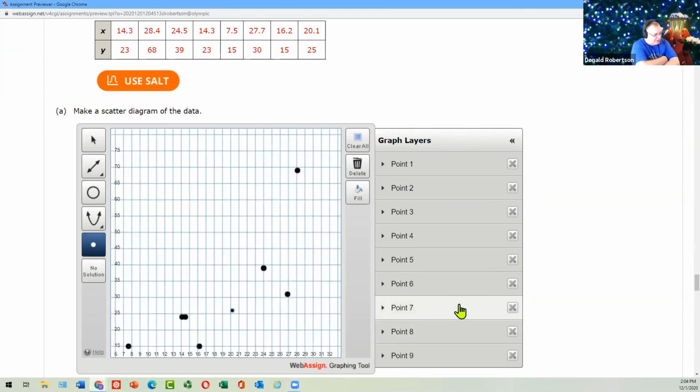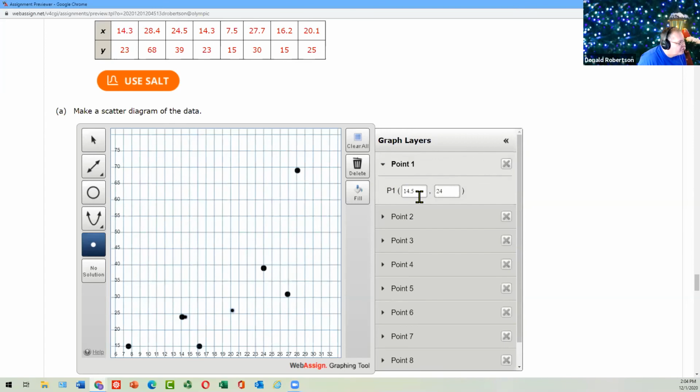Right, roughly. Now, if I wanted to fix them, wouldn't I go over here and change that to 14.3 and make the next number 23. And you will have to do that if you want WebAssign to give you the points, right? But I'm not going to fix the others. It would take me forever in a day.